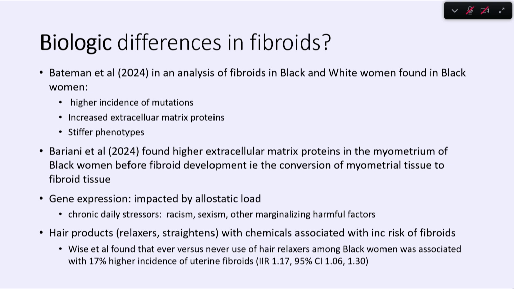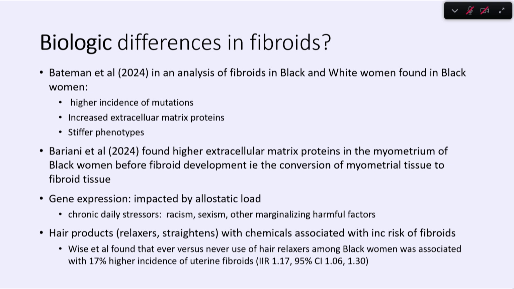So there is evidence to show that there is a difference histologically in Black women and white women's fibroids, which needs to really come into play, because that means that we need to really have a different understanding of how we treat, diagnose, and care for women based on their ethnicity and race. As far as gene expression, we know that the genes expressed by fibroids are impacted by allostatic load. Allostatic load are chronic daily stressors. Racism, sexism, and other marginalizing harmful factors can actually impact the rate of gene expression.